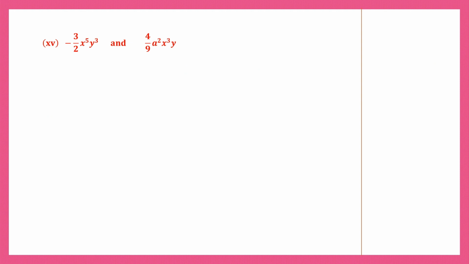15th one, here again we have fractions. Now let's multiply this carefully. So let's begin with first writing out the question properly. Minus 3 by 2, x to the power of 5, y cubed into 4 by 9, a square x cube and y. Now go very slowly.